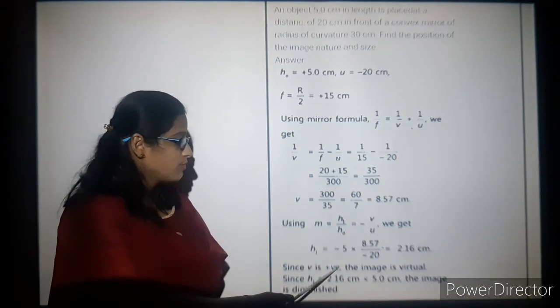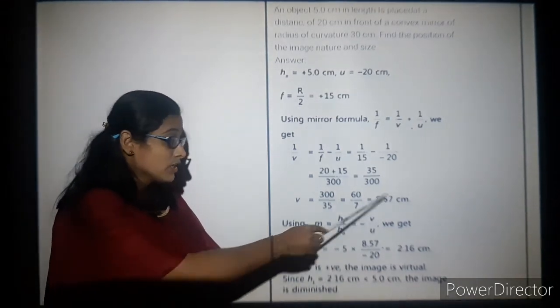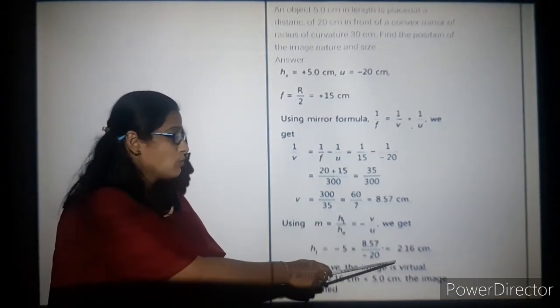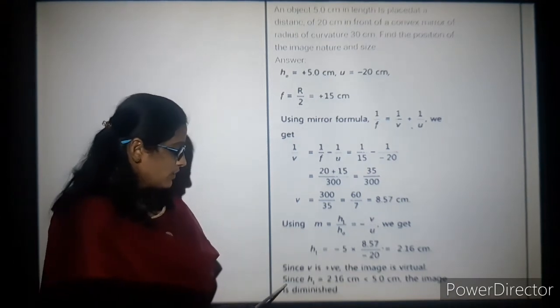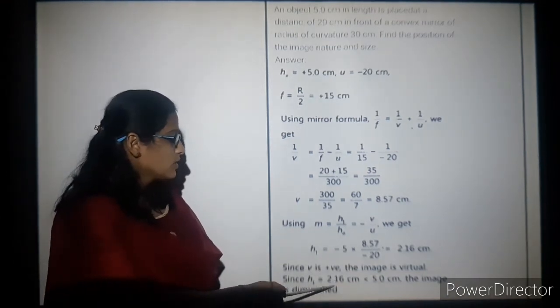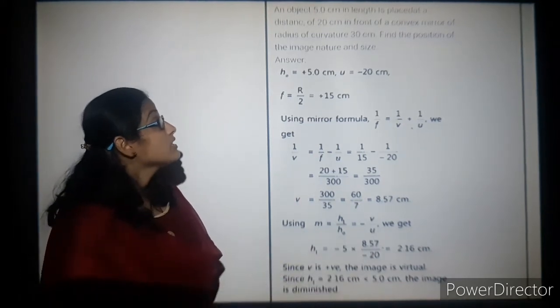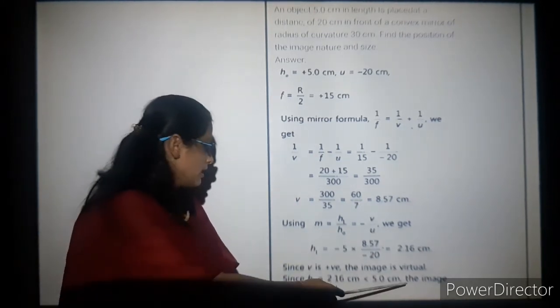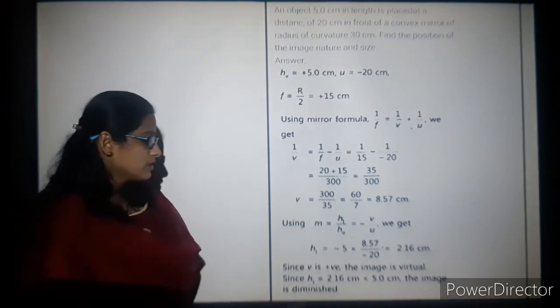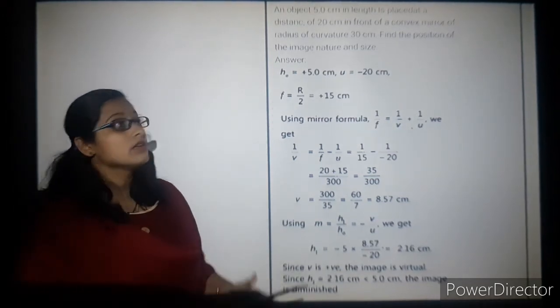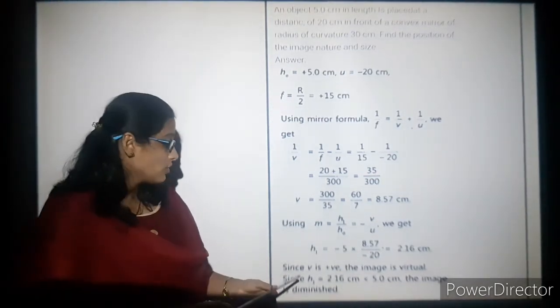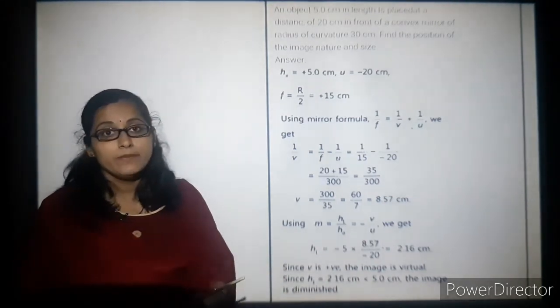Since v is positive, the image is virtual, and h1, that is height, is 2.16 centimeters, which is less than 5 centimeters what they have given. The image is diminished, so it is smaller than the object length what they have given. So your image is diminished.